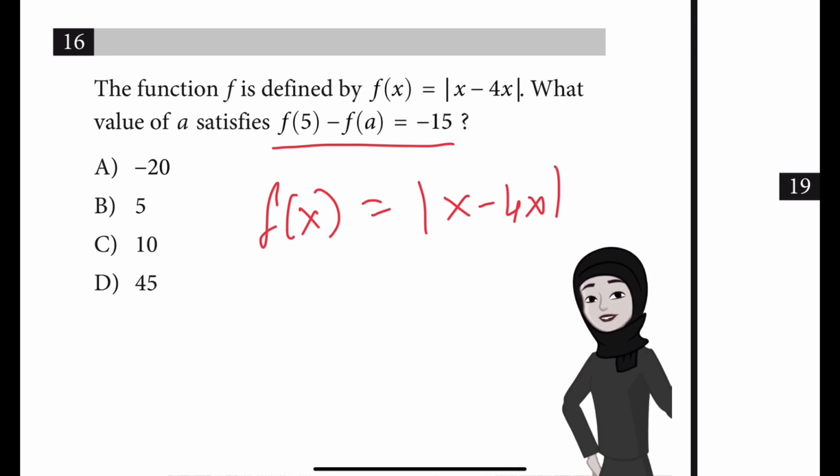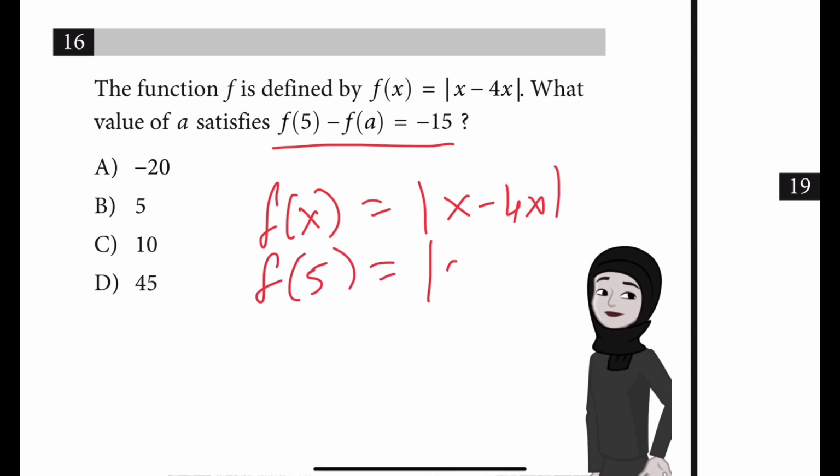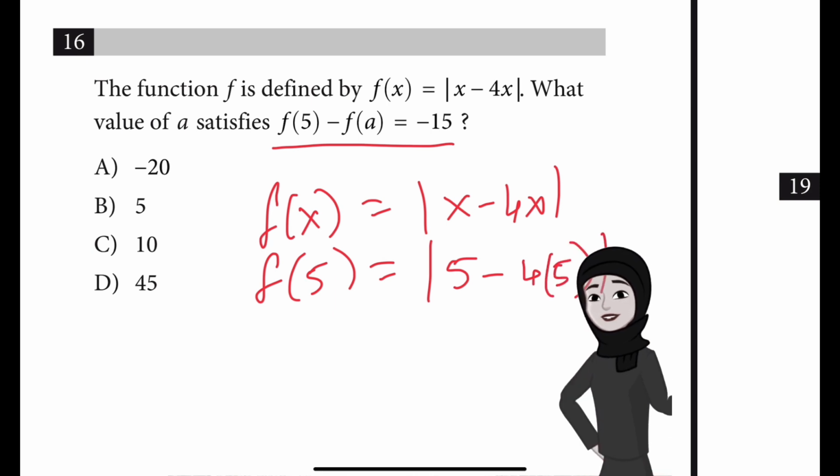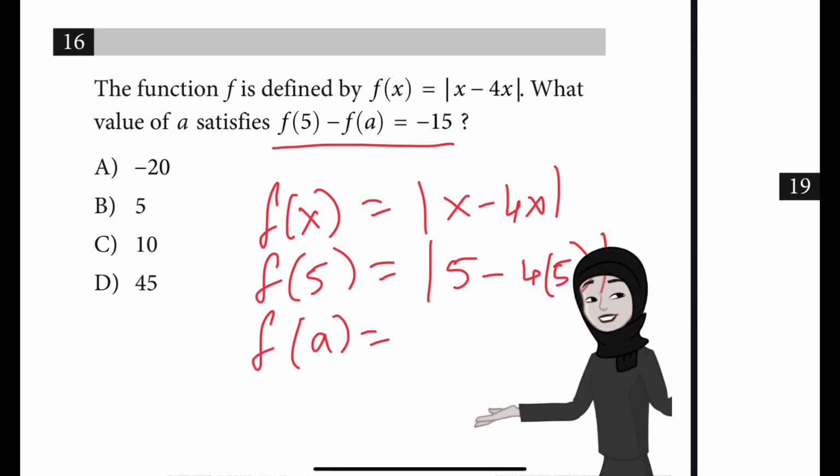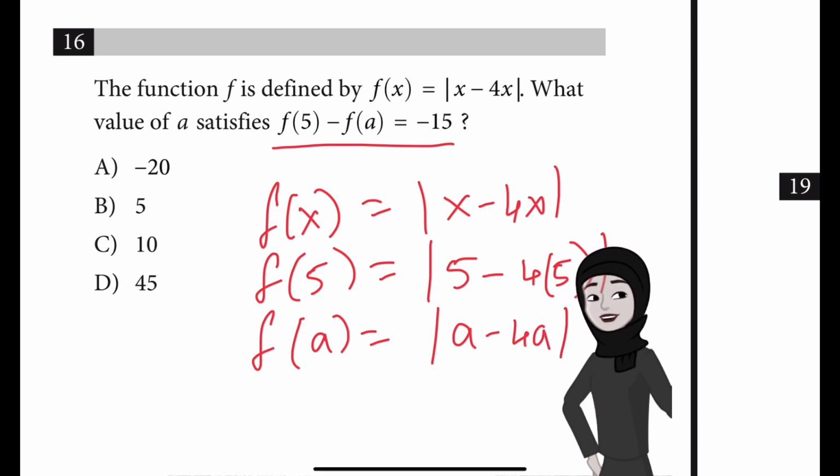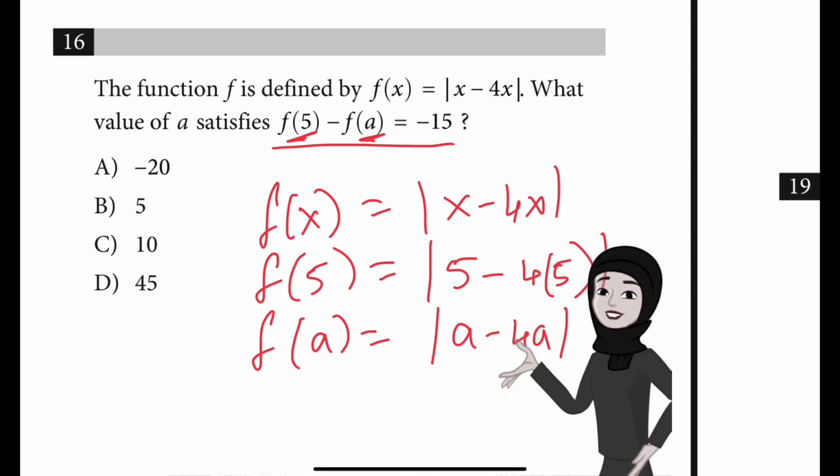So what we can first do, we can substitute 5 for x in the function f of x is equal to absolute value of x minus 4x. So what will happen? We will get f of 5 is equal to absolute value of 5 minus 4 times 5. And substituting a for x in the function f of x, we will get f of a to be absolute value of a minus 4a. So now we substituted both the inputs. One input of 5 and the other input of a.